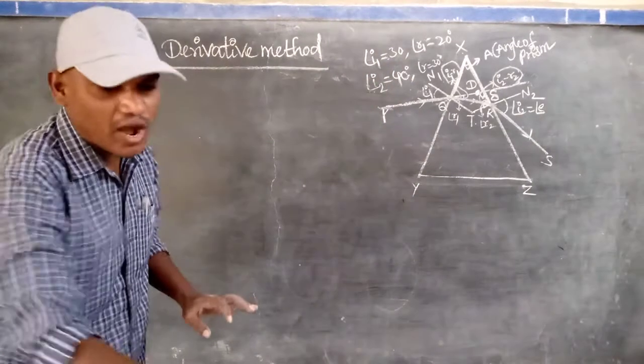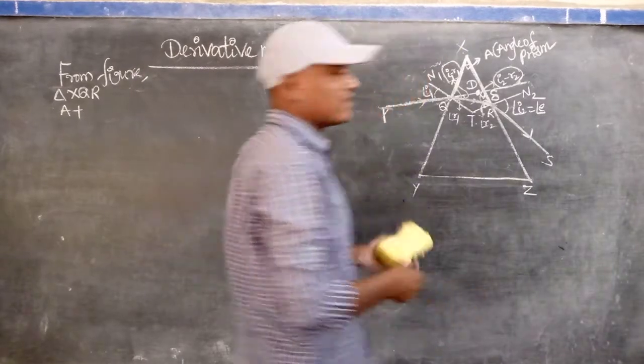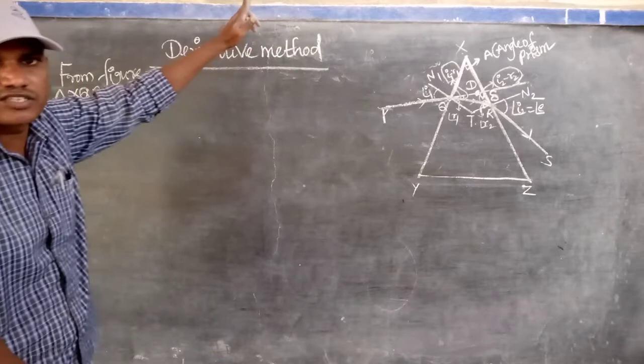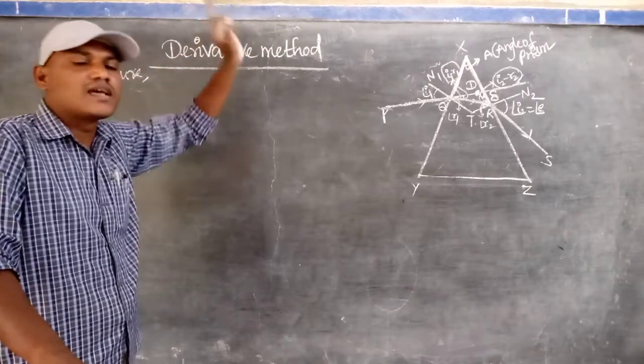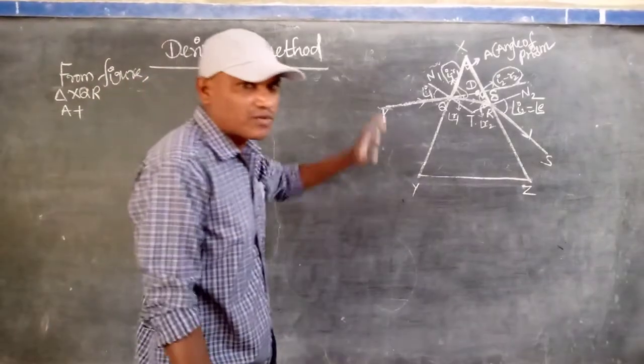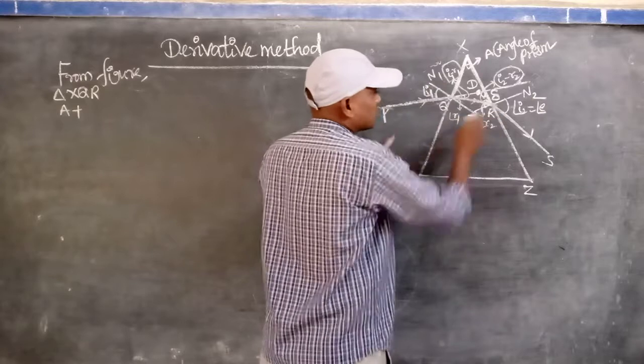Simply, you understand that the path of the light is reversible for the same angle of incidence. That is the meaning. I already explained this concept in the refraction of light at plane surfaces. If you have any doubt, I will explain after the schools open. So it is like this.